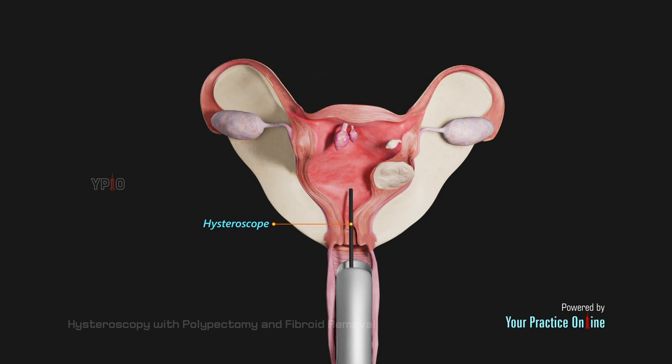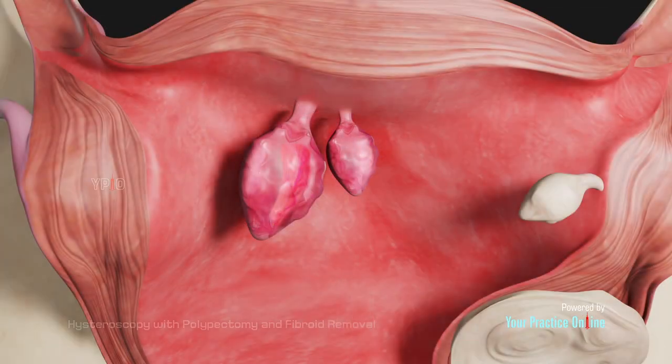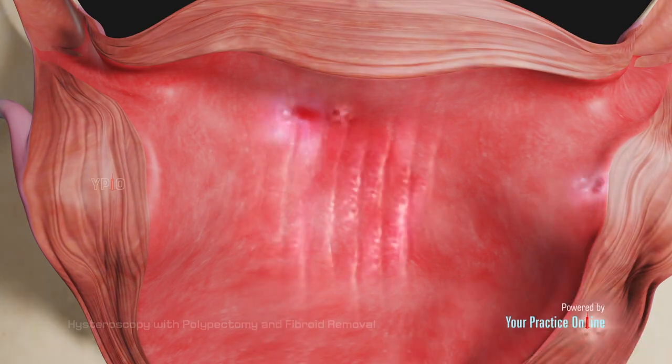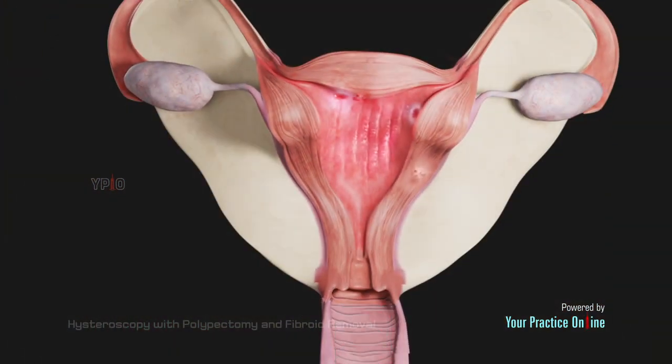The hysteroscope is connected to a video monitor which displays the images of the uterine cavity for your surgeon to view. Miniature surgical instruments are passed through the hysteroscope to remove any polyps or fibroids present. After the polyps and fibroids are removed, the scope and instruments are removed.